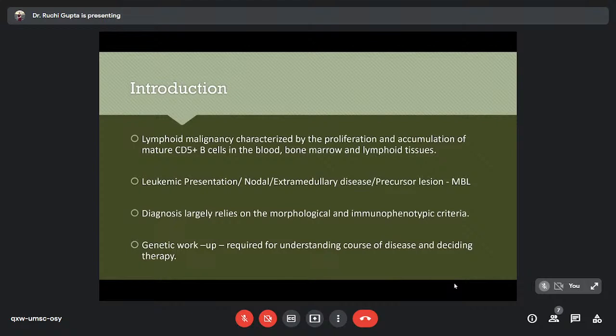The diagnosis largely relies on the morphological findings in the peripheral blood. That is, if you have an absolute lymphocyte count of more than 5,000 cells per microliter, followed by typing those lymphoid cells and their typical immunophenotypic profile.